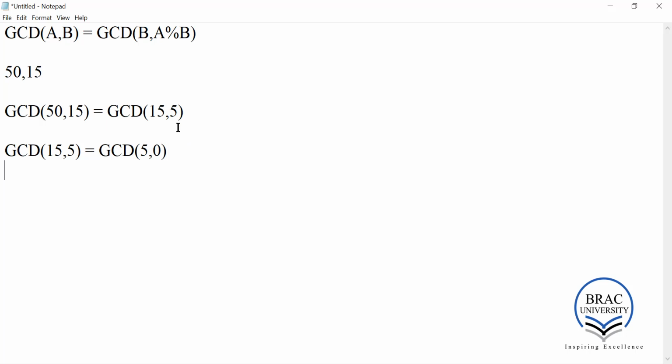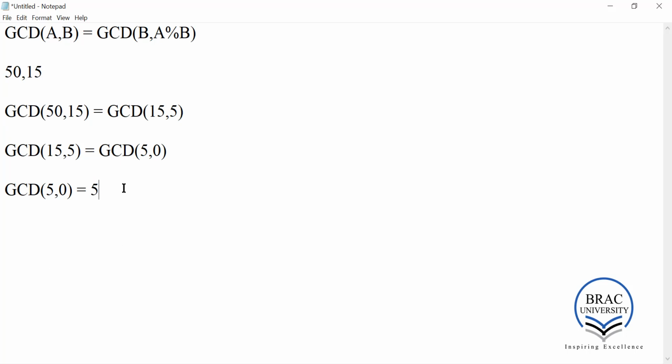So 0. In case of GCD of 5 comma 0, I don't need to calculate anymore because GCD of anything with 0 will be the anything. That means 5. So the GCD of 50 comma 15 will be 5. Clear? This is how it will work.